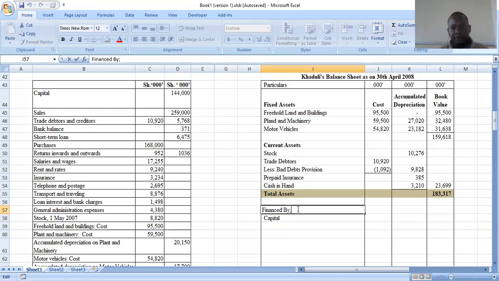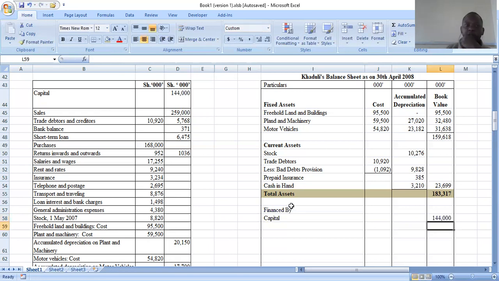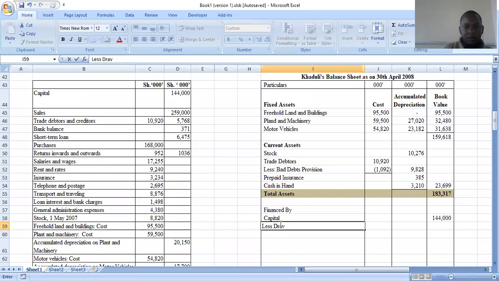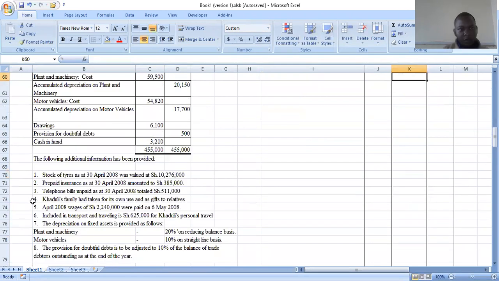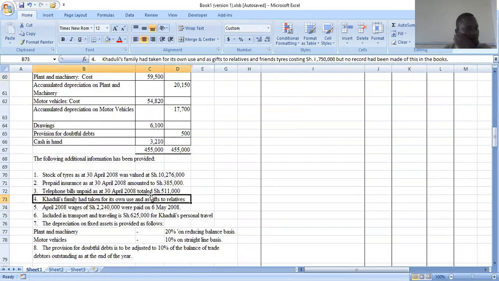How much is capital? Capital is 144,000. Okay. So less drawings. How much are drawings according to the trial balance? 6100. So it's 6100. We have adjustments for drawings from the additional information. So you have number 4.